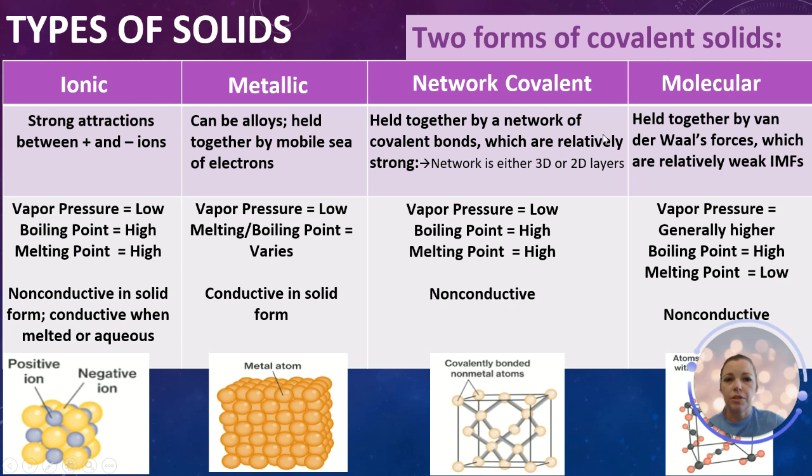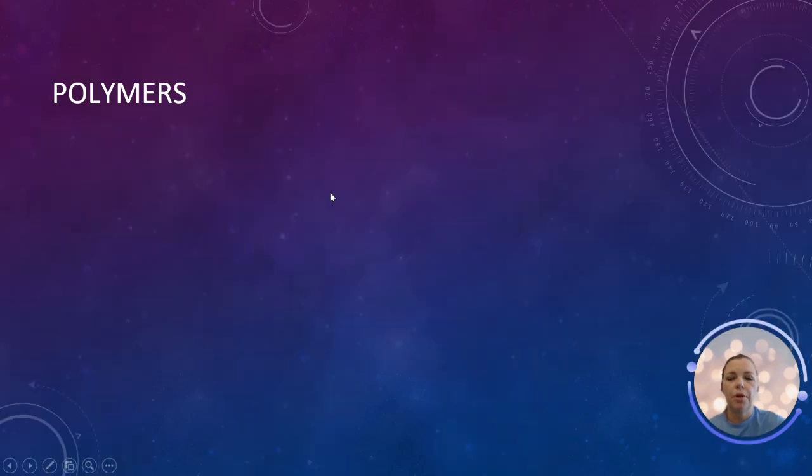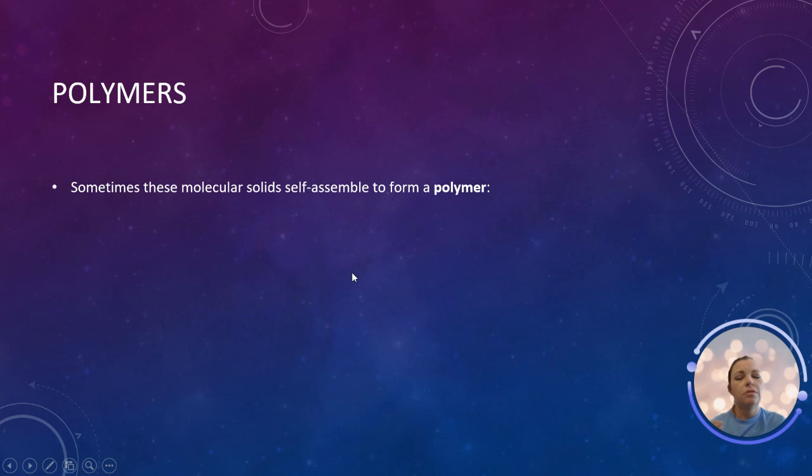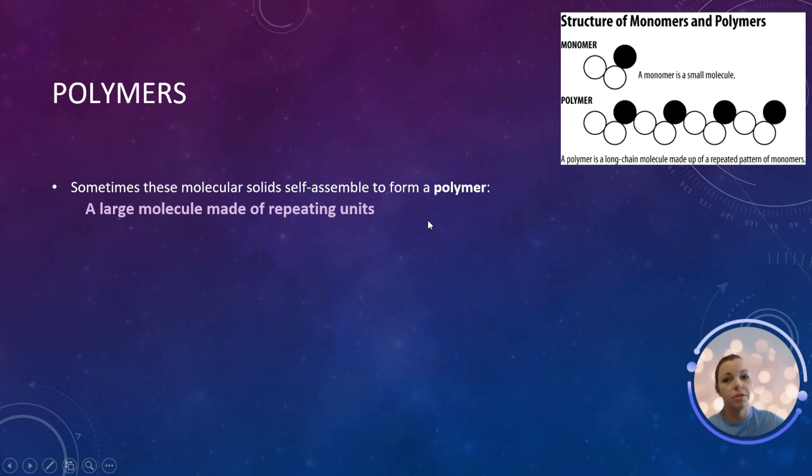Okay, so let me actually change that real quick. Okay, so there we go, low boiling point. All right, so moving on along, talk about polymers for a second. So sometimes molecular solids, right, so not the network covalent, but molecular solids will self-assemble to form something called a polymer. And a polymer is a large molecule that's made up of repeating units. And these repeating units are called monomers, and then they come together to be polymers.